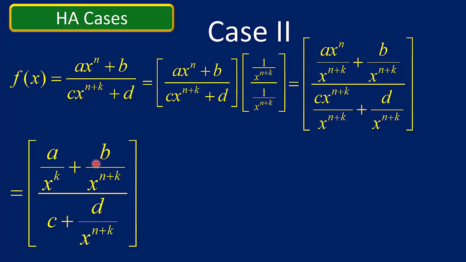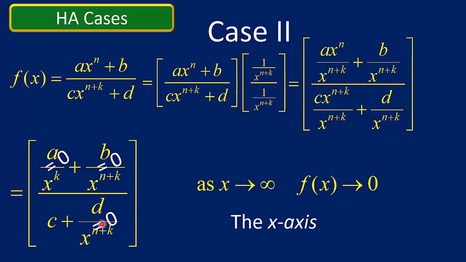Now, dig this. As x goes to infinity, this first term goes to 0, the second term goes to 0, and then the last term down here goes to 0. And all you're left with is 0 over c. Well, that's 0. So as x goes to infinity, f of x goes to 0. So we say here, in this case, where the degree on the bottom is bigger than the degree of the top, the x-axis is the horizontal asymptote, or y equals 0.